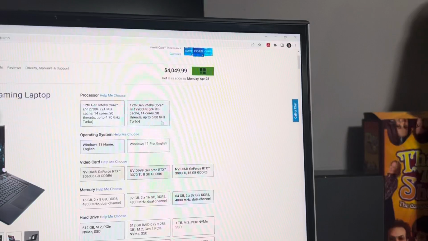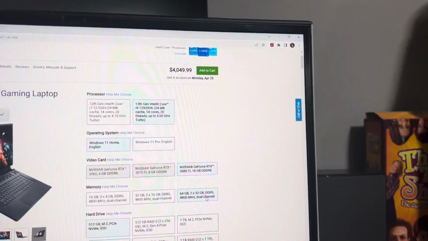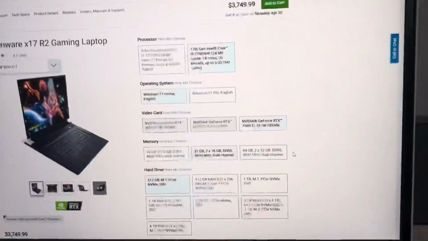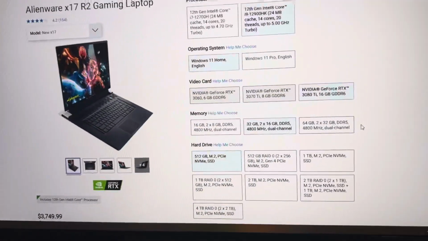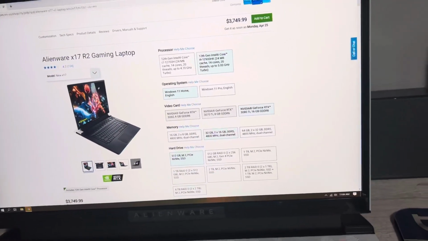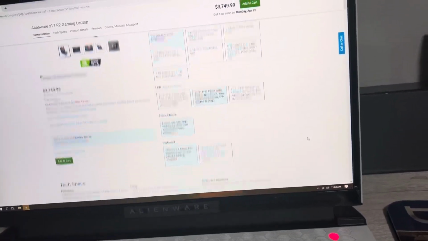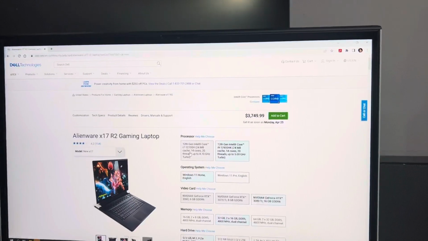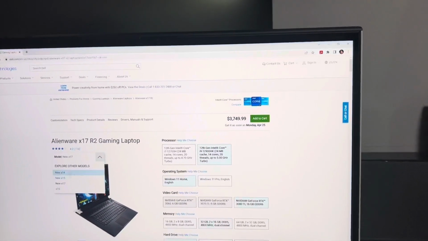Doesn't look like with that chipset, you have to have that. I suppose you could get away with doing 32 gigs of RAM because you can always upgrade this, I believe. So roughly $3,700. This one, I don't even remember what I paid for this.